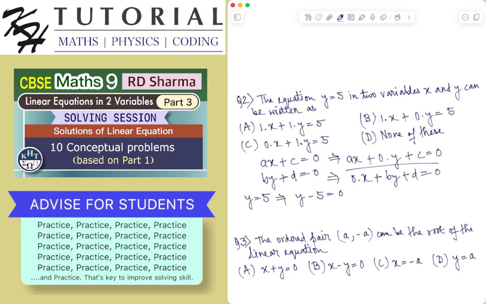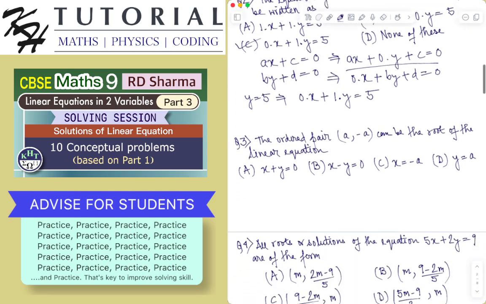It is not required. We have to see what choices are given. I can see that in all the choices, the 5 is on the RHS only. So I can say 0 into x plus 1 y, meaning 1 into y, is equal to 5. So clearly, the correct choice is C. C is the correct choice.